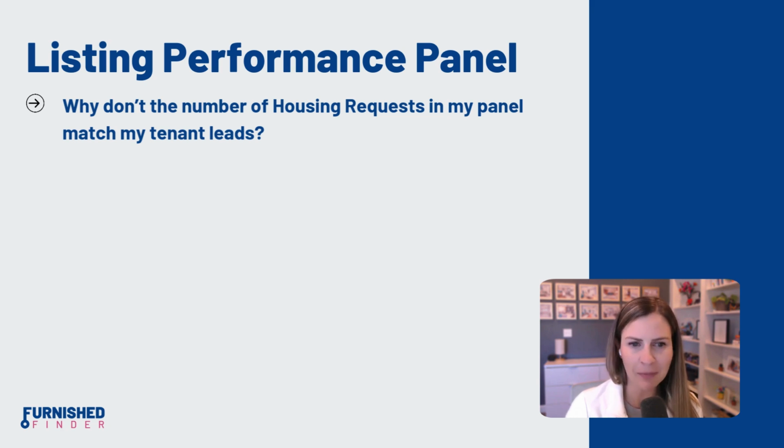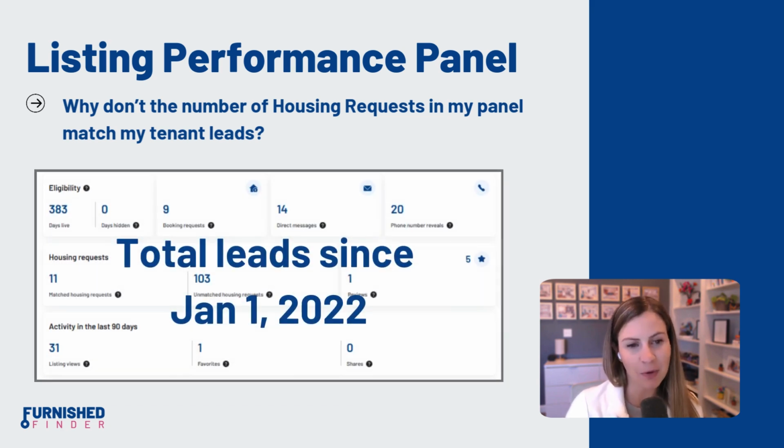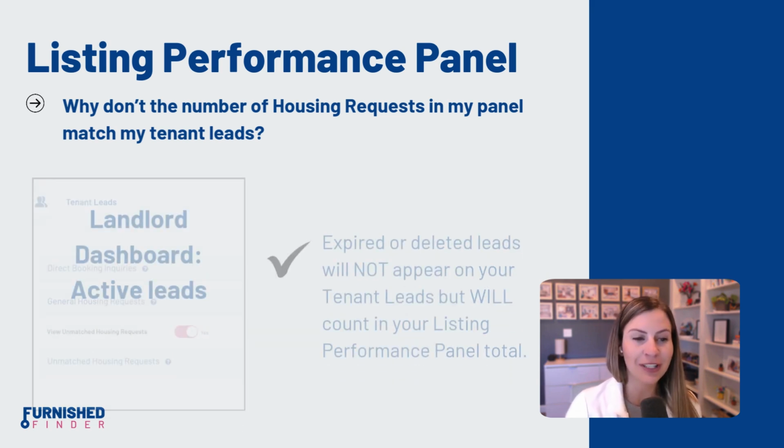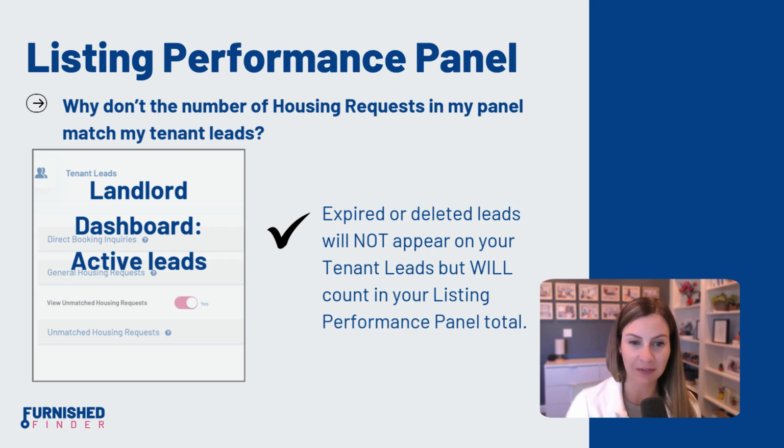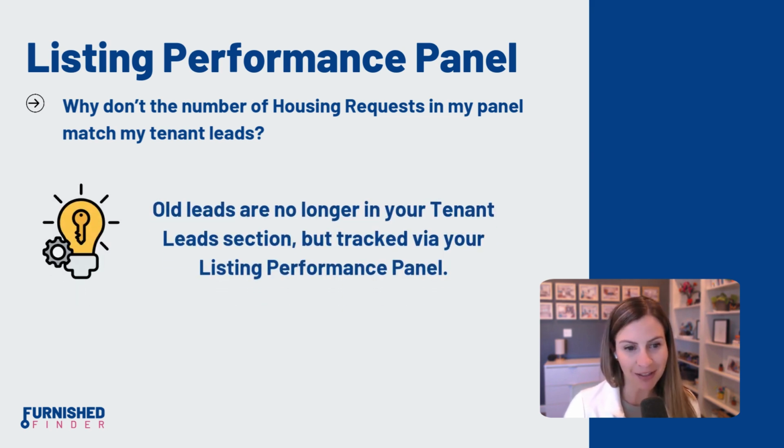First up, why don't the number of housing requests in my panel match my tenant leads? The listing performance panel shows the total number of housing request leads since January 1st of 2022. Your tenant leads section only shows active leads. Once a traveler secures housing, cancels their request, or their request expires, it's removed from your landlord dashboard. Key takeaway here, if your numbers don't match, it's because older requests are archived to keep your dashboard relevant.